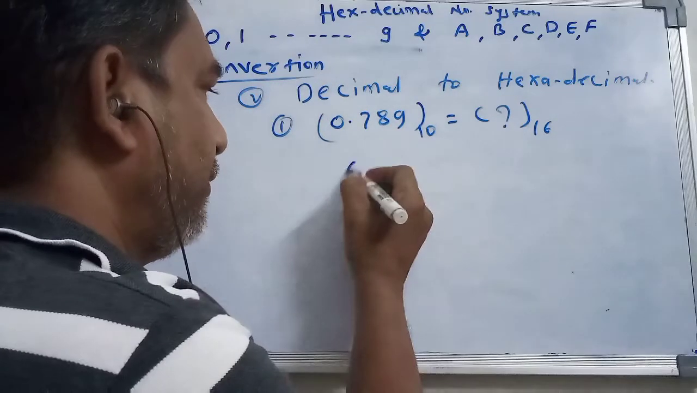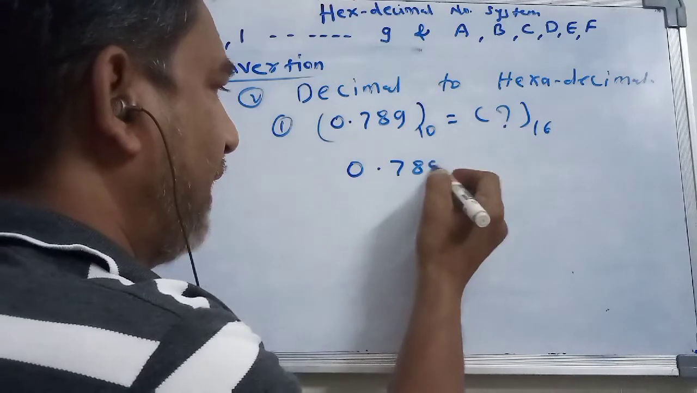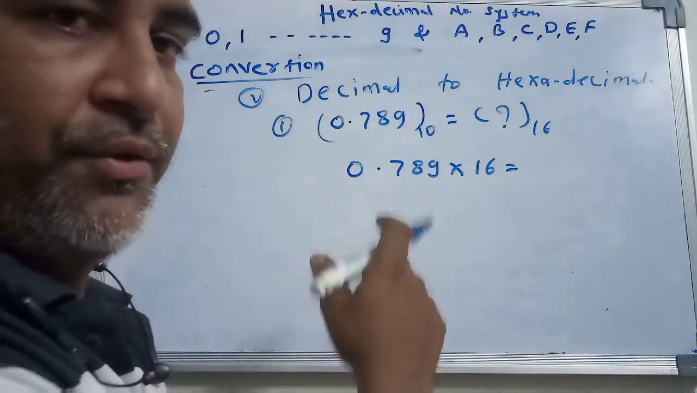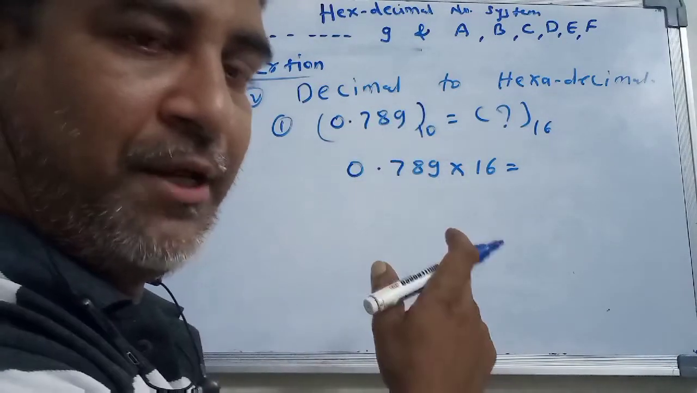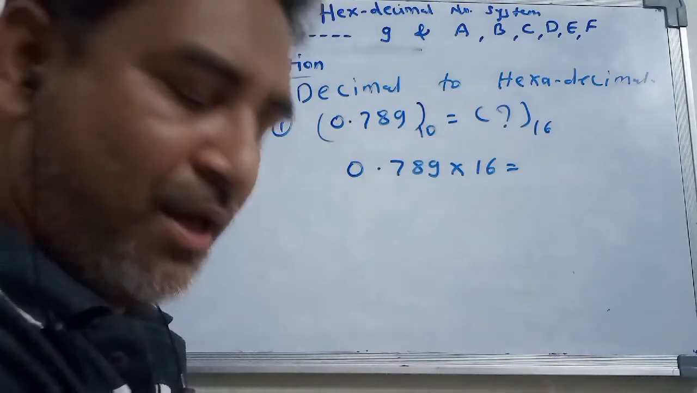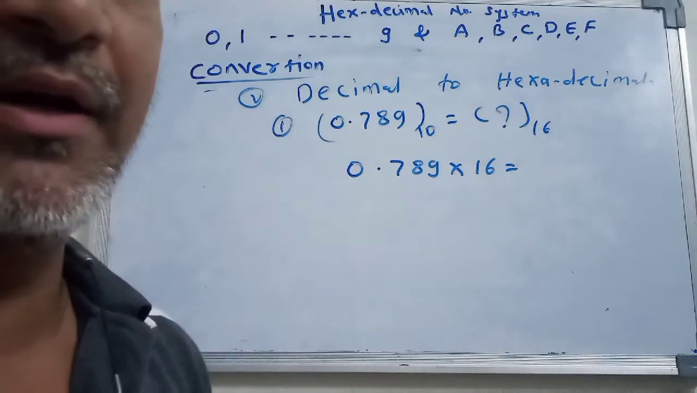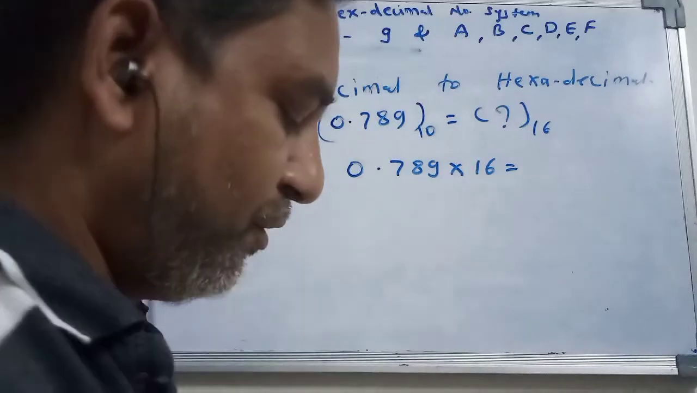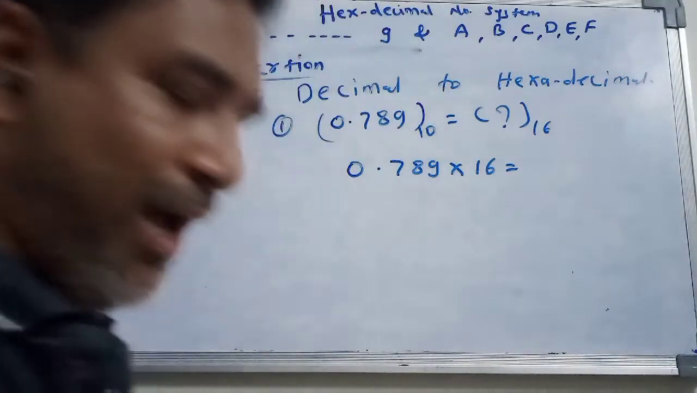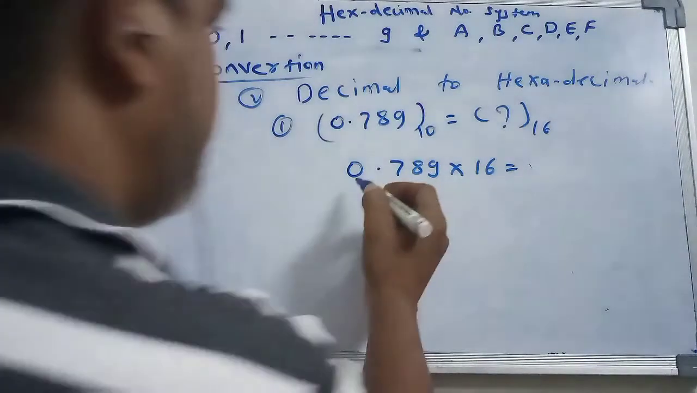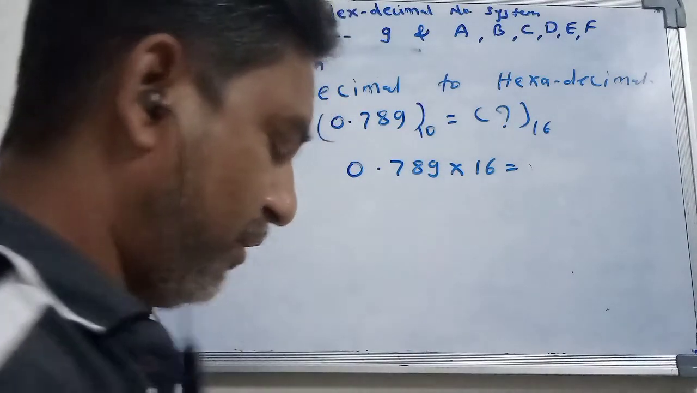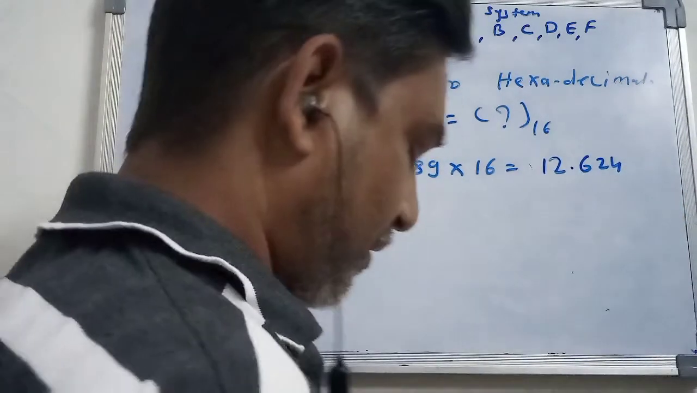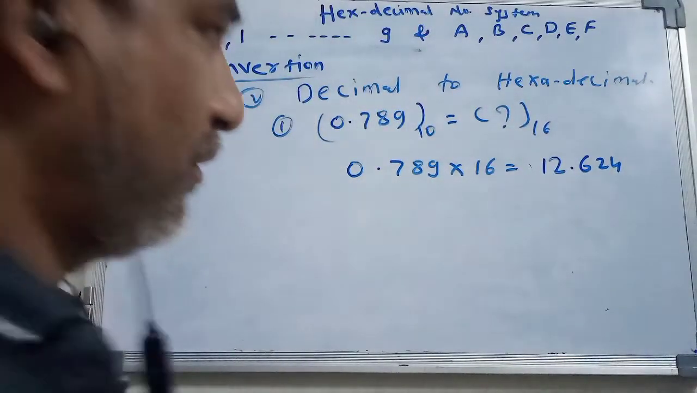Previously in the integer, we divided the number by 16. Now, what you have to do is multiply 0.789 by 16. You have to multiply the given number by 16, and whatever carry is generated, you take it outside. Okay. 0.789 multiplied by 16, you will get the value 12.624.